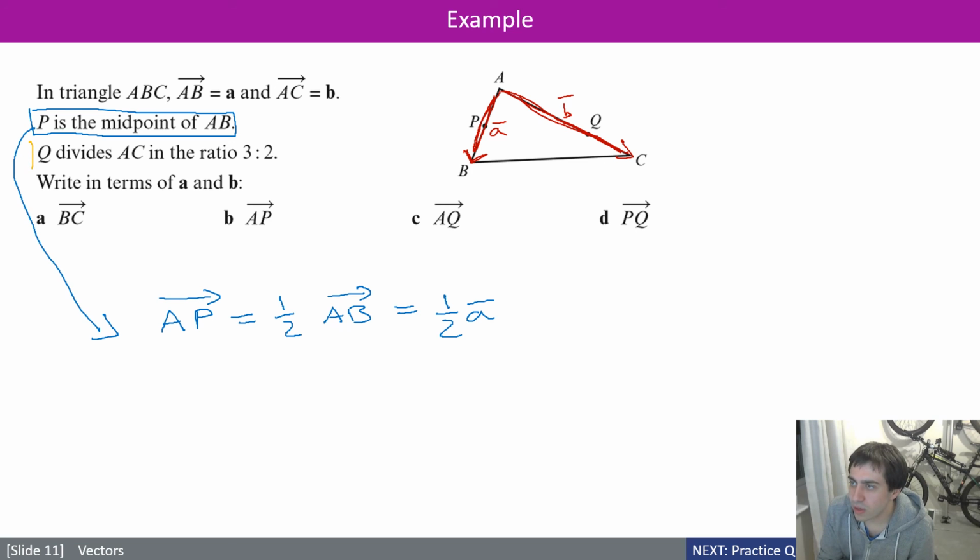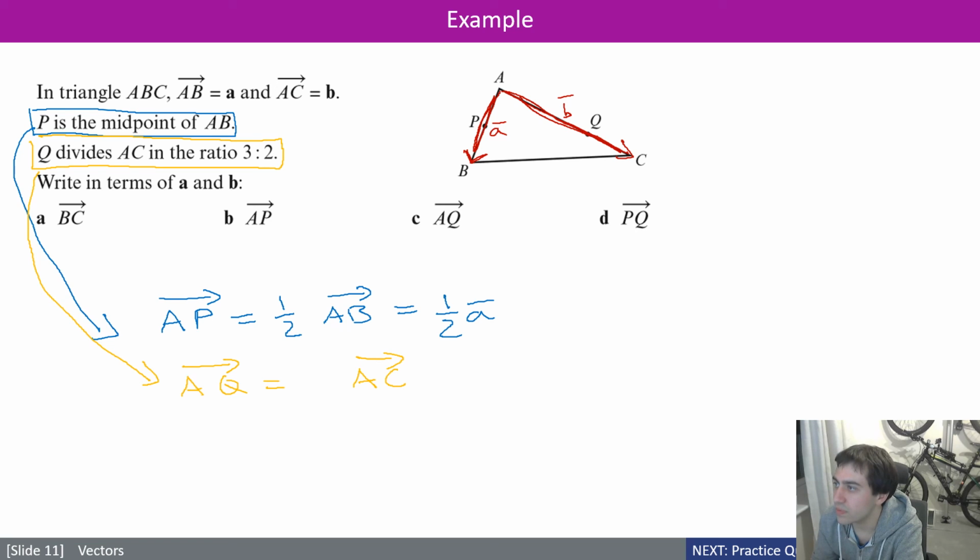And then we were also told that Q divides AC in the ratio 3:2. Again, let's write that mathematically. So that's the same as saying that AQ is equal to, now it's not a half, AQ is some fraction of AC, right? Because AC goes from A to C, it's the full length, and AQ is just the part way vector. It's in the same direction, but it's shorter. So it's going to be some fraction times AC. Think about what it would be.